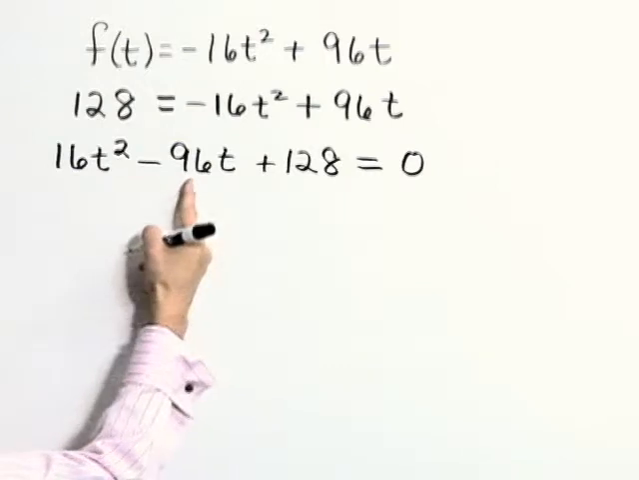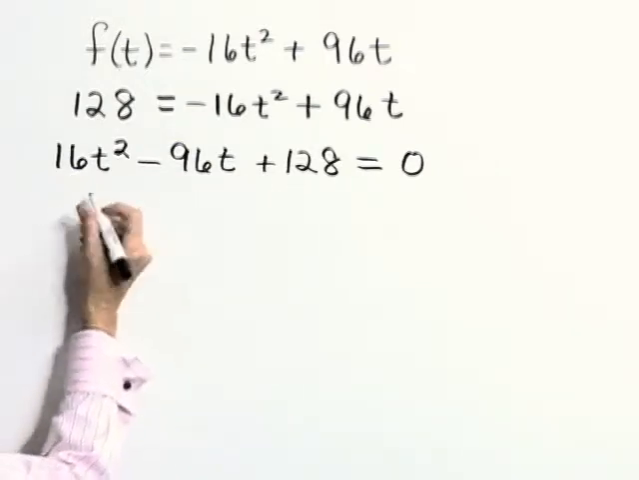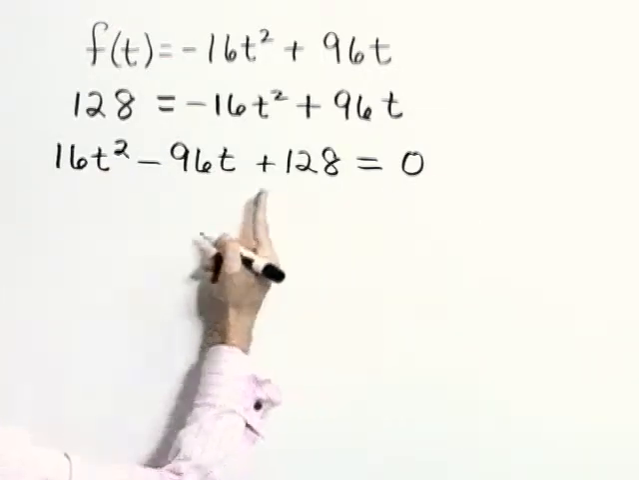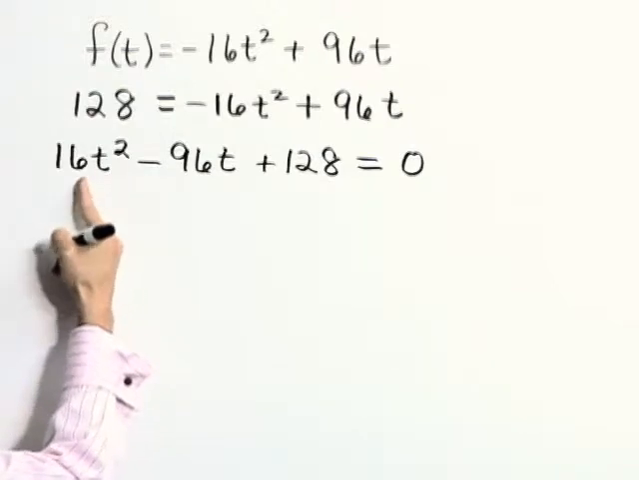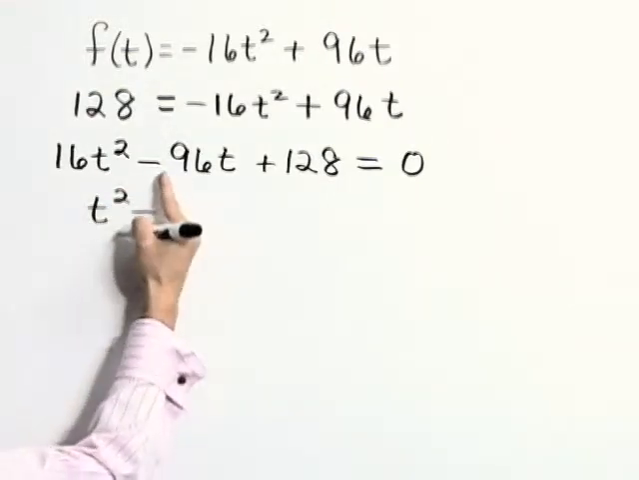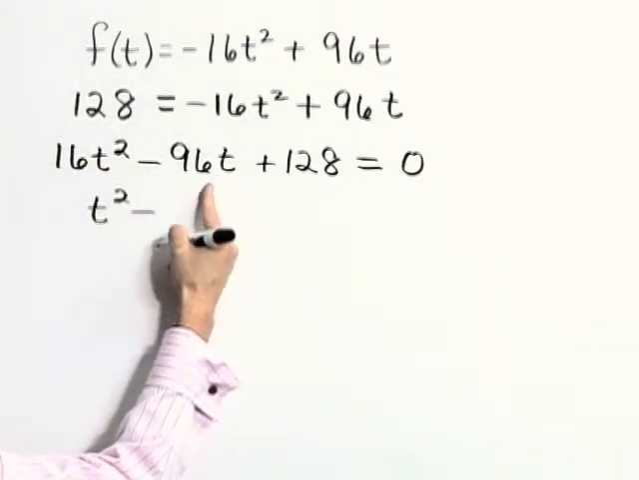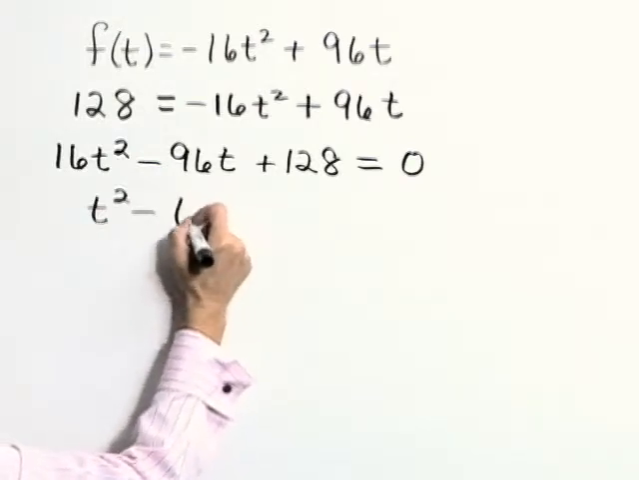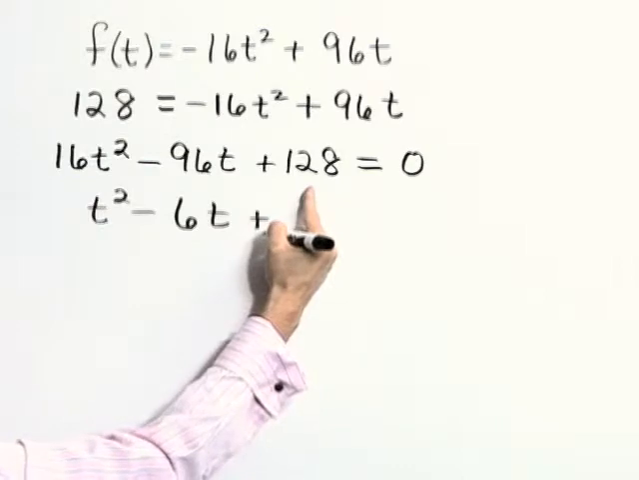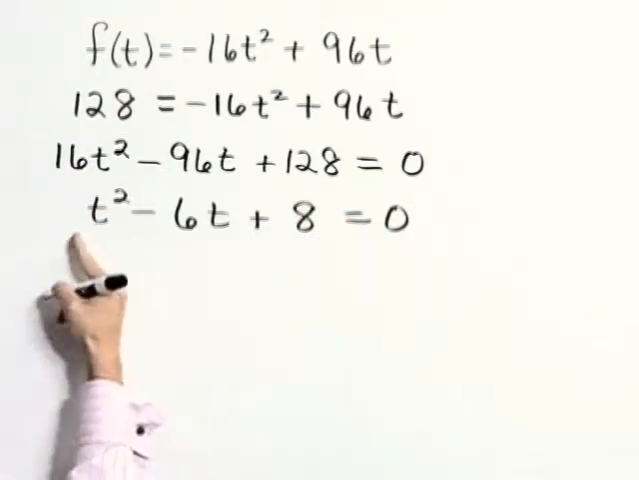Now notice that each of our terms has a common factor of 16. So I'm going to divide both sides by 16, every term. 16t squared divided by 16 is t squared. That minus 96t divided by 16 is a minus 6t. And 128 divided by 16 is 8. So we've cleaned that up a bit.